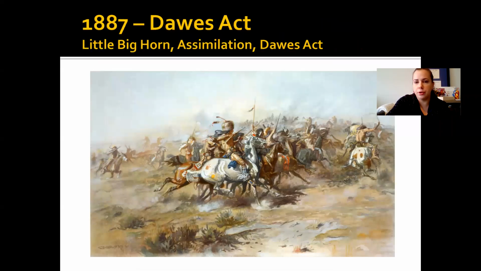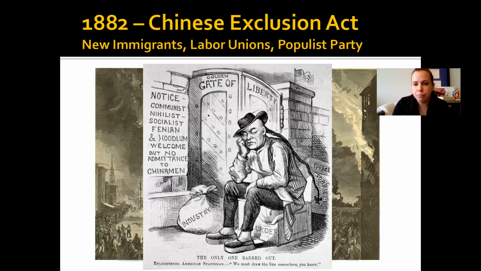We also see the creation of what we call the Populist Party. And I know we talk about the Populist Party a lot. The Populist Party is led by William Jennings Bryan. And the goal of the Populist Party is to speak on behalf of the farmers.